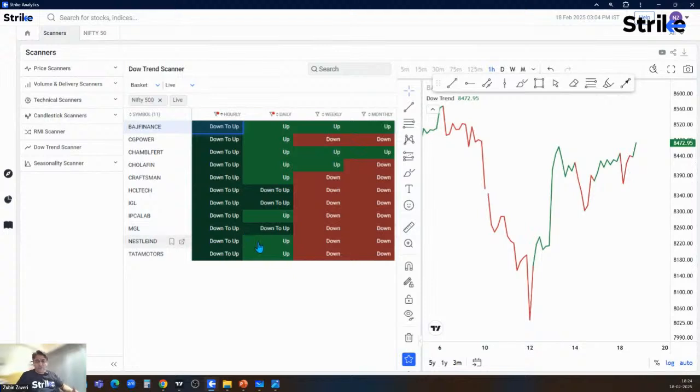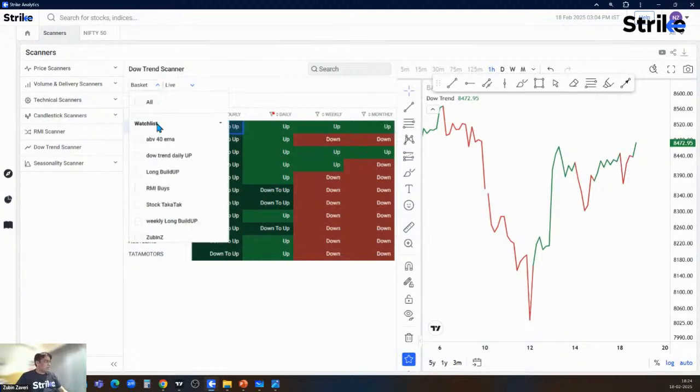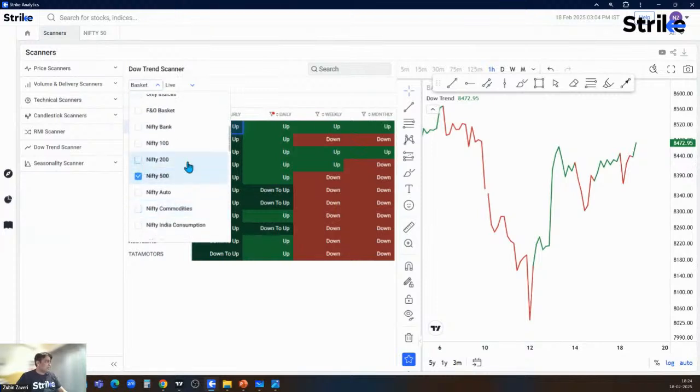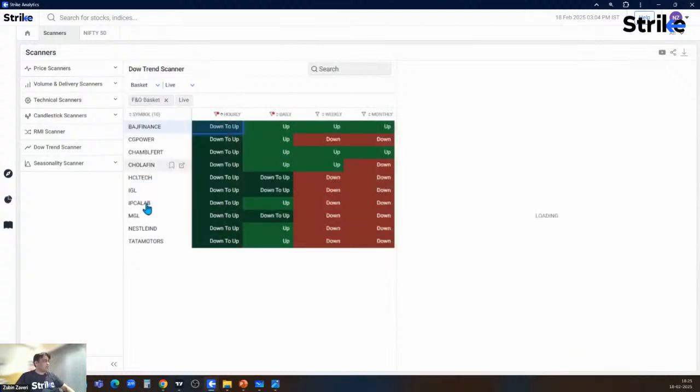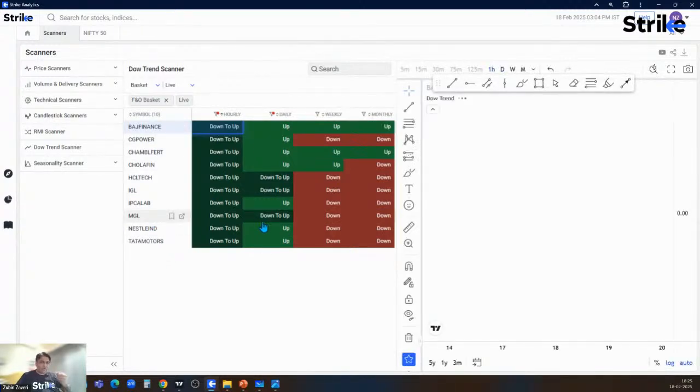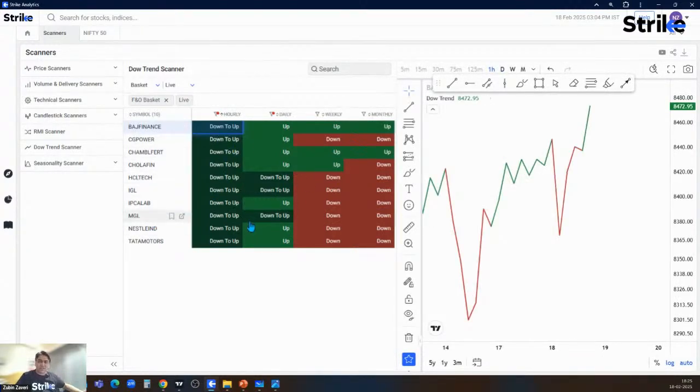And if you are looking at short term, instead of Nifty 500, you can also select F&O stocks, the F&O basket. And in this F&O basket, you will find that you got a list of 10 stocks where the trend on a shorter time frame, you're looking for a very short term trade, maybe even intraday.